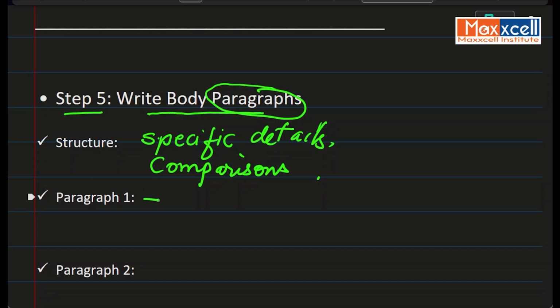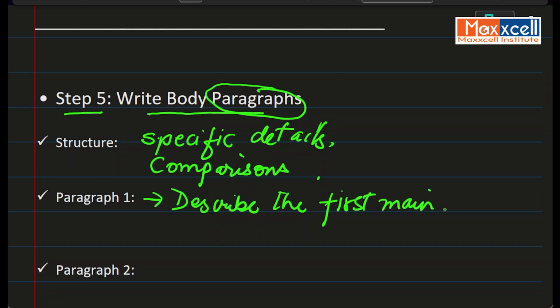Okay, so how do you go about it? How can we take it forward? Describe the first main trend. You can start with describing the first main trend in body paragraph 1.